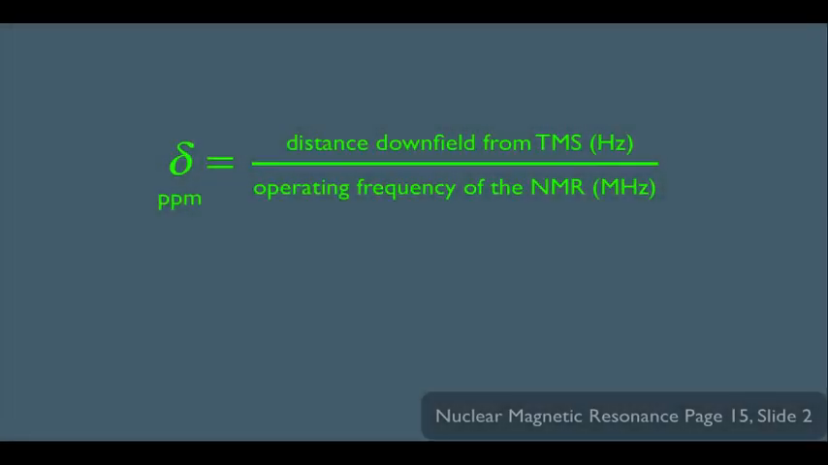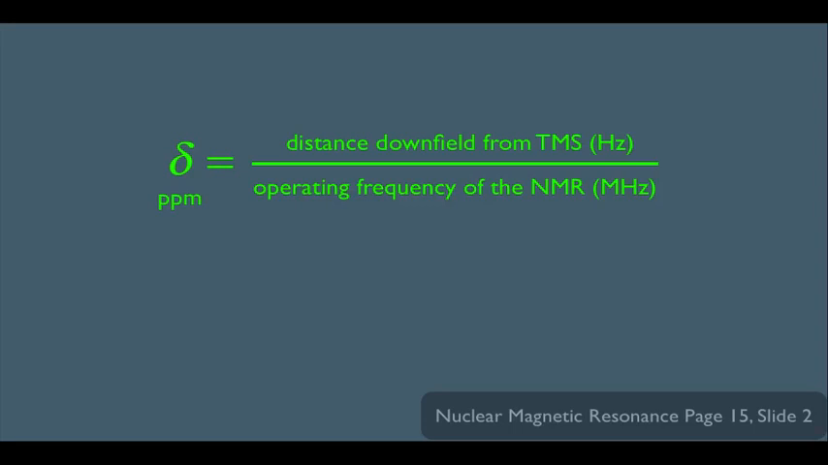What you see in front of you here is actually the formula to calculate the ppm or delta units on the NMR. Notice it's equal to the distance downfield from TMS in hertz divided by the operating frequency of the NMR in megahertz. Remember, as I mentioned before, different NMRs operate at different frequencies, which means if you use a given NMR machine to run a certain spectrum, the distance downfield from TMS in hertz will be a particular value.